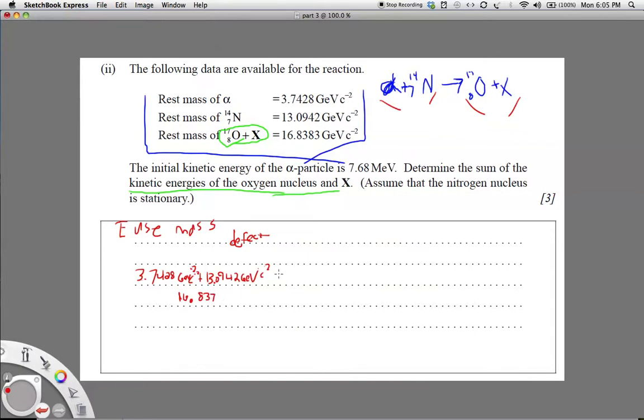On the other side of the equation, I have my oxygen plus my X, and I end up with 16.8383. Yields a mass of 16.8383.